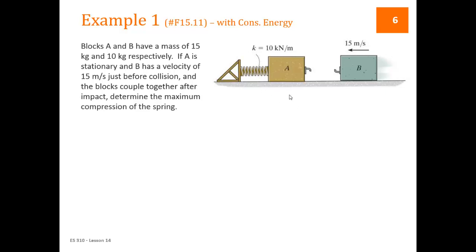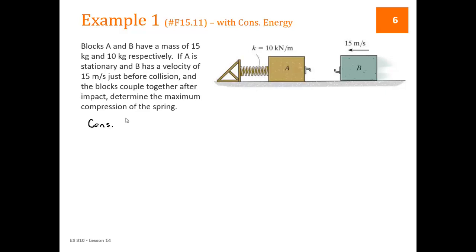So there are two parts to this problem. First, there's conservation of momentum, because there are no external forces that are causing an impulse, that are causing a change in momentum. The only change in momentum is going to be caused by B hitting A, which is internal to our system. So first we're going to use conservation of momentum. Then we're going to use conservation of energy because we have to deal with the spring. So let's start with conservation of momentum.